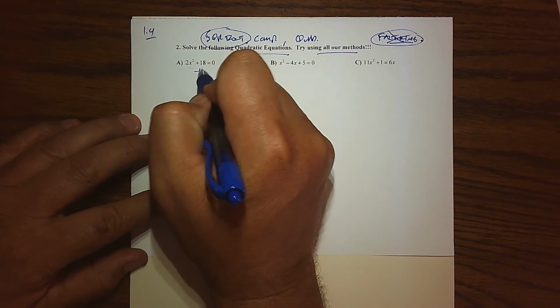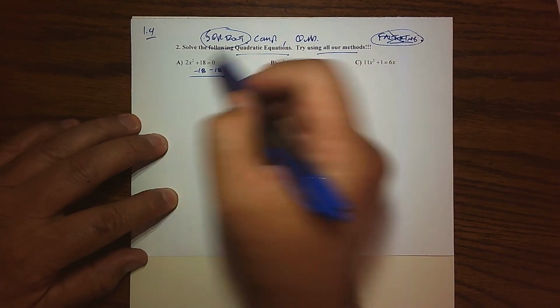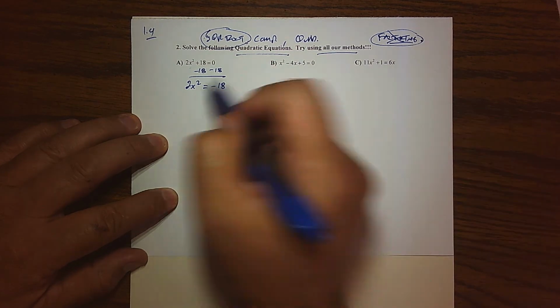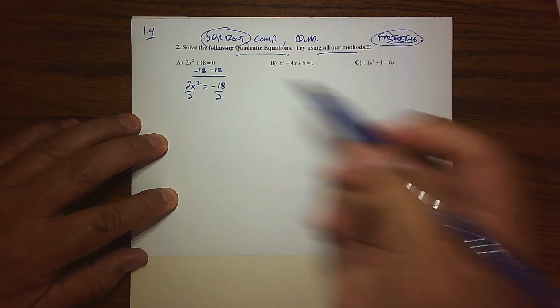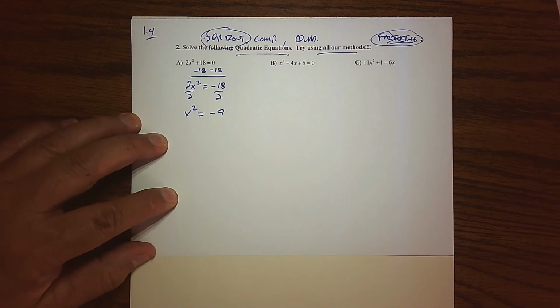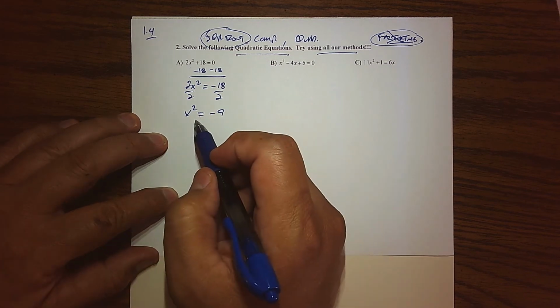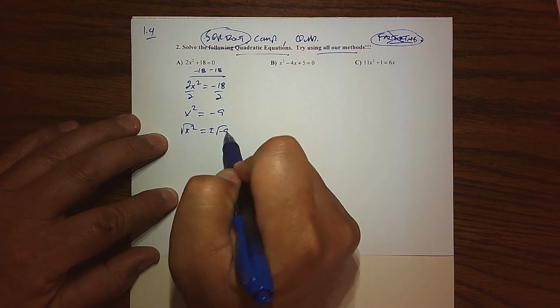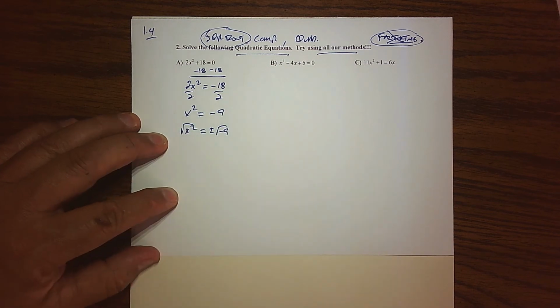So I'll begin this one by subtracting 18 from both sides. This gives us 2x squared equals negative 18. If I divide by 2, we get x squared equals negative 9. And so I have a classic square root property now. So if I take the square root of both sides, the property means we've also invoked a plus minus.